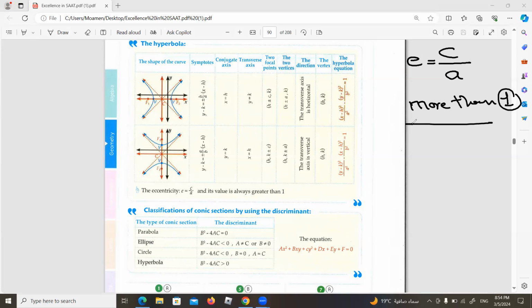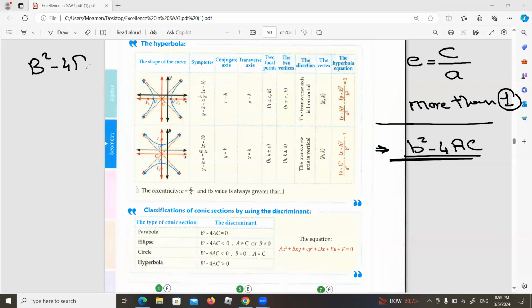What is the last point in the lesson, and very, very important? Classifying the conic section by using the discriminant. This discriminant, we use it in algebra, in the general formula, and it was b squared minus 4ac. Yes, of course. So what is the discriminant? It's b squared minus 4ac.